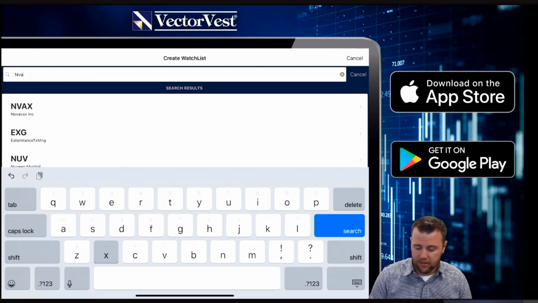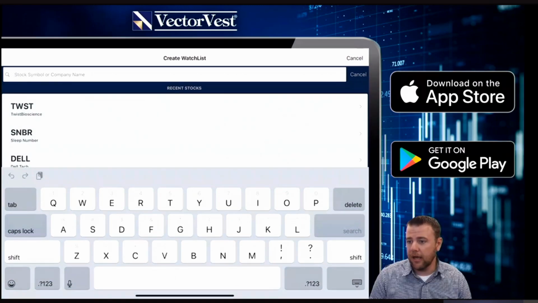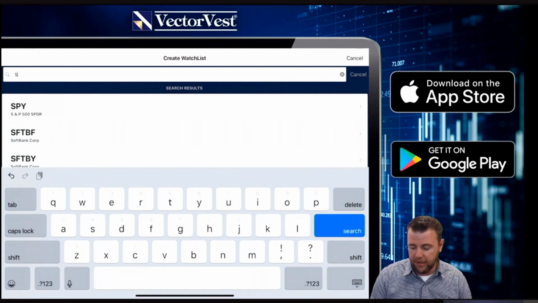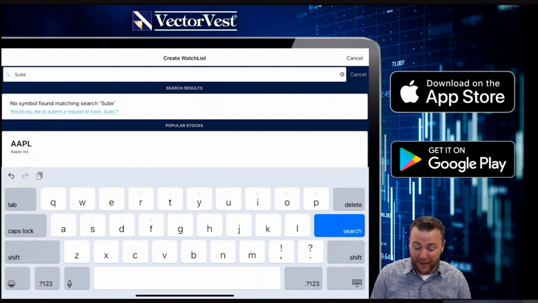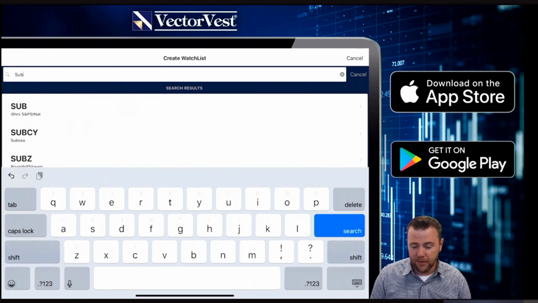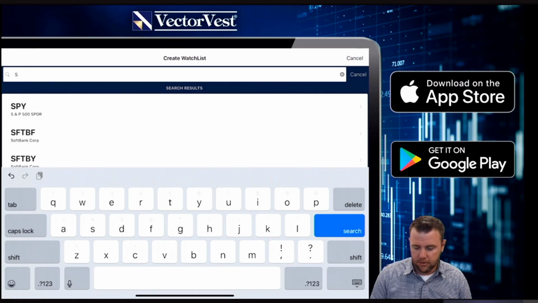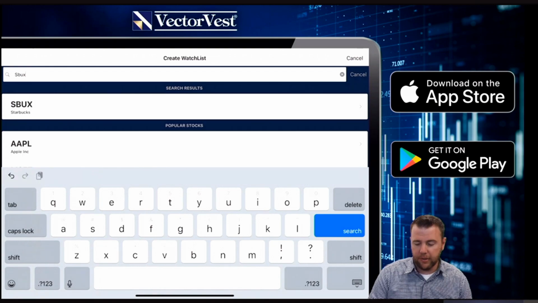NVAX, X just by itself, so US Steel, SUBX, and don't just give me your best stocks. You know, it's okay to put in some of your worst stocks as well. We can't just have the most stellar portfolio out there. So if you guys have stocks that aren't the best, put those in here as well. SUXB, I believe it is. SBUX, there we go, Starbucks.